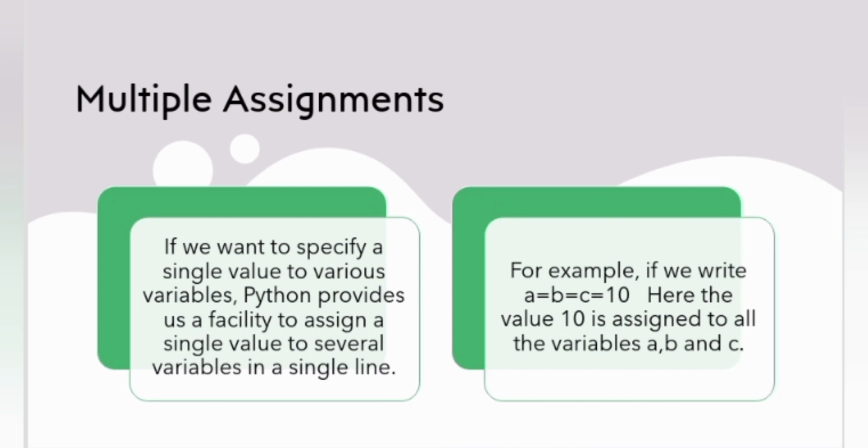Now we can see that Python allows multiple assignments also. Suppose you want to give the value 10 commonly to A, B and C. You have a facility that you can write A is equal to B is equal to C is equal to 10. So this single 10 value will be assigned to all the 3 variables A, B and C. That is a very good concept and easy method to assign the same value to various variables.